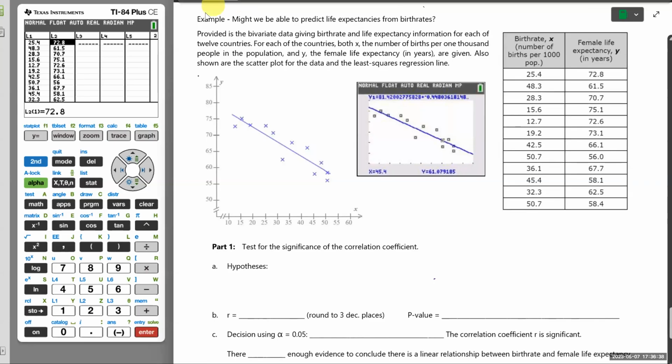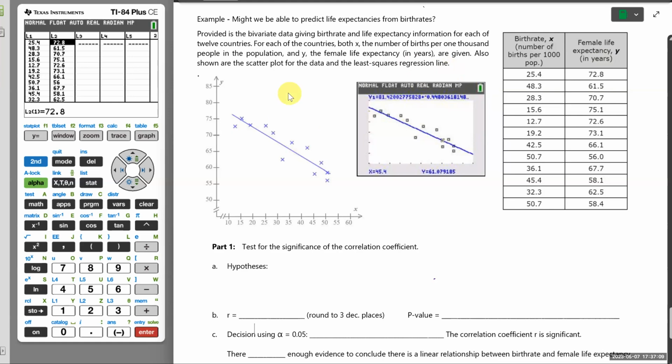Welcome back. Let's take a look at another example. Might we be able to predict life expectancies from birth rates? It says, provided is the bivariate data giving birth rate and life expectancy information for each of 12 countries. For each country, both X, the number of births per 1,000 people in the population, and Y, the female life expectancy in years for that country, are given. Also shown are the scatter plot and the least squares regression line.